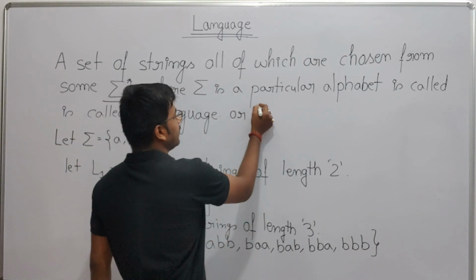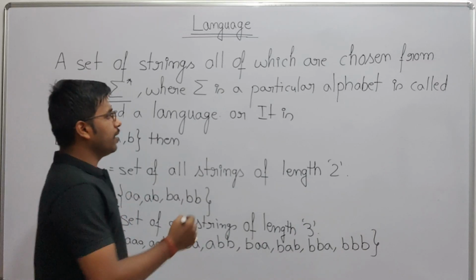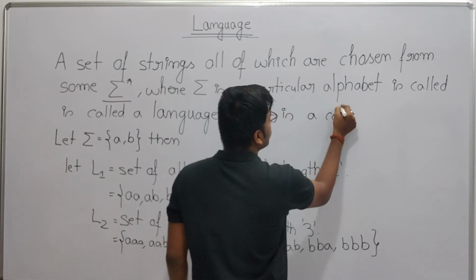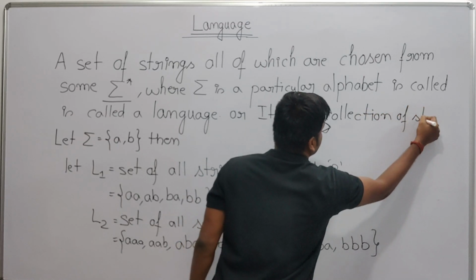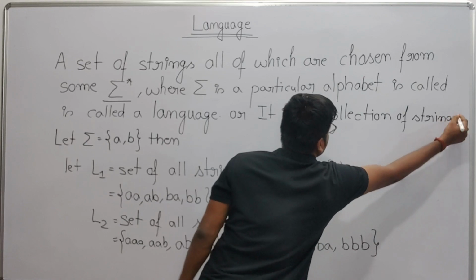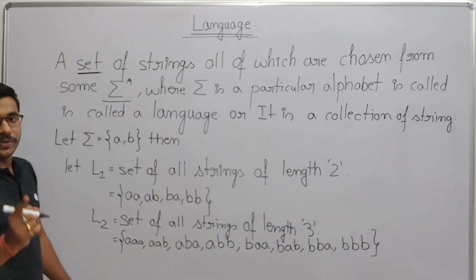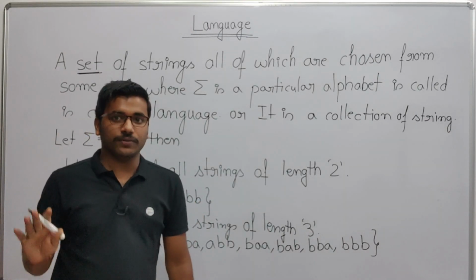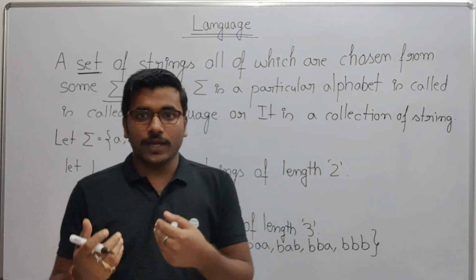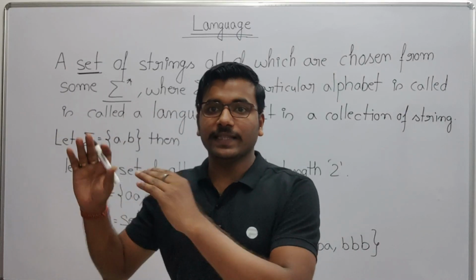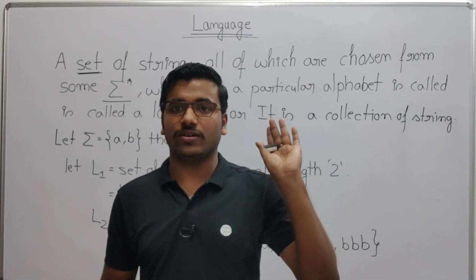This is the exact definition I have taken from the book. Or you can say that it is a collection of strings. So it is a set only. That's why in the prerequisite I have explained all the properties of sets. So a language is a set only, and all the properties that you know a set has, you can apply to a language. So what is a language? It is a set only, containing a collection of strings.